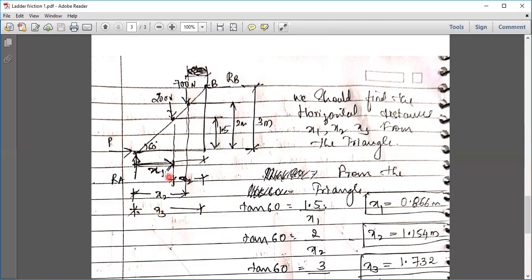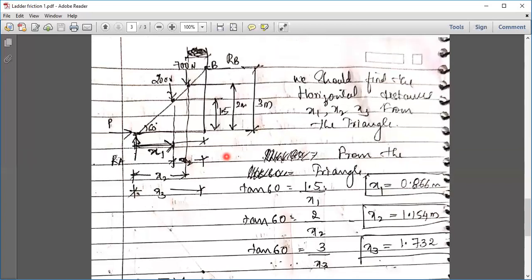So I have to find the values of x1, x2, x3 so that while taking moment, I will be multiplying them by the forces. So we should find the horizontal distances x1, x2, x3 from the given triangle. Now we'll take this smaller triangle first. In this triangle, I know this height is 1.5. This base is x1. I know this angle is 60. I will apply tan of 60. Tan 60 is opposite by adjacent, 1.5 by x1. So I get the value of x1 as 0.866.